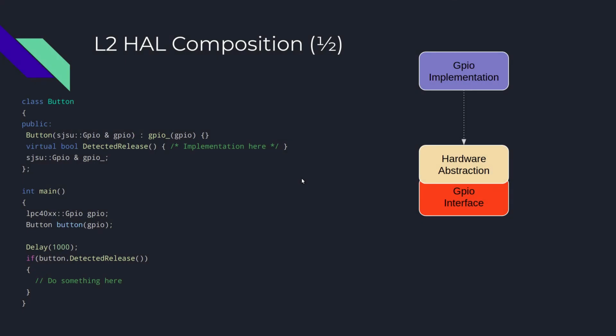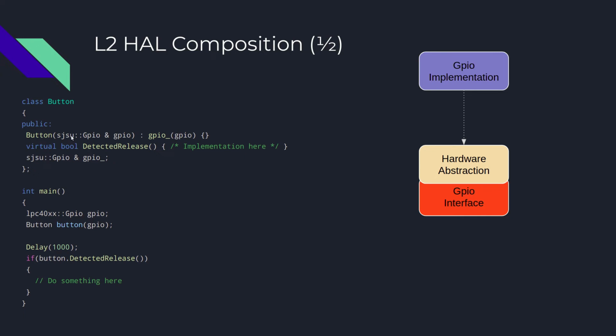The next one is going to be level 2, which is the HAL, the hardware abstraction layer. And this is how you compose things for the hardware abstraction. So here, we're actually going to need a GPIO, but we have a button class. This button class, like I said before, takes the interface of GPIO as a reference and assigns it to its own internal reference. Then when it does detect release, let's say it checks to see if the pin is high, checks if the pin is low, whatever it may need to do.